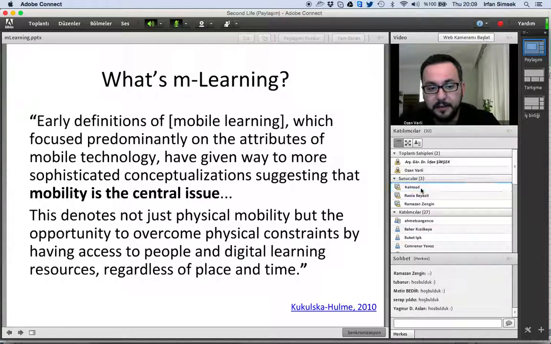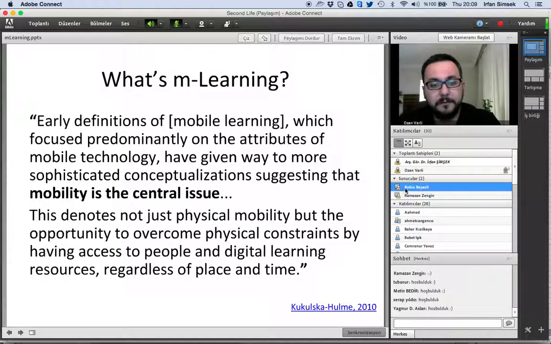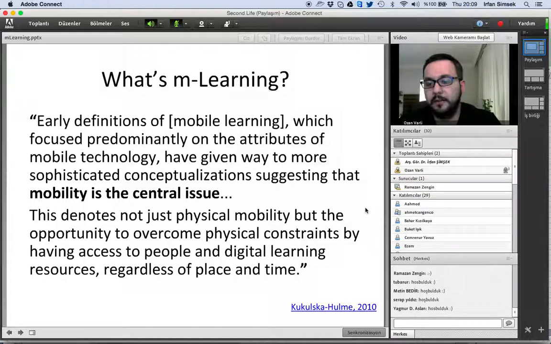The definition focuses on the idea of mobility being at the core of learning. However, the debate still goes on if it is the mobility of the device, like the technology, or the mobility of the learners, or the mobility of the content or resources. At this point, it seems like it's a combination of all: mobility regarding the learner, the content, resources, and the technology.